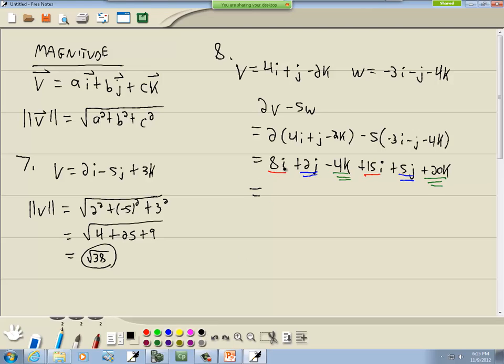Okay, combine together the i's. 8i plus 15i gives us 23i. Combine the j's. I got 2j plus 5j is 7j. And combine together the k's. I got negative 4 plus 20 gives me 16k. And that's our answer.